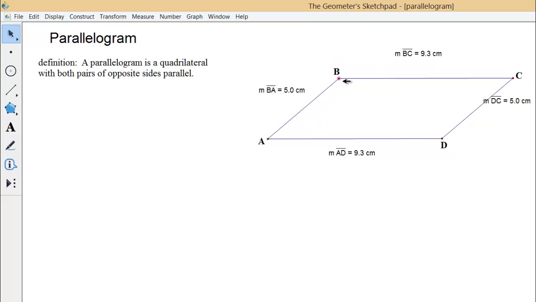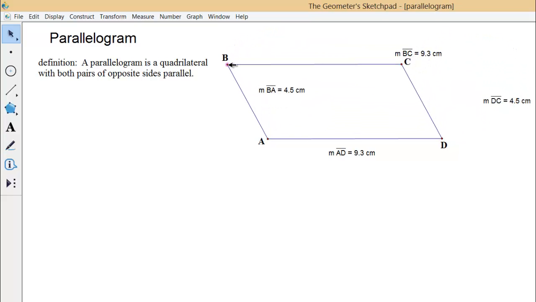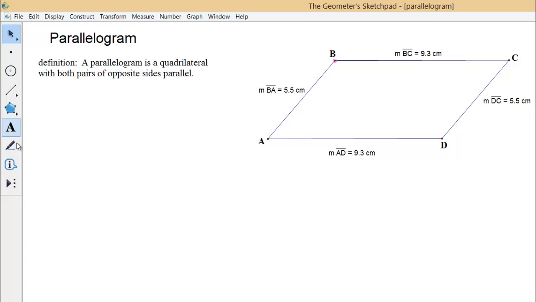Now if we change the shape, keep an eye on opposite sides, they should remain congruent. Okay, so let's state that over here. Right, opposite sides are congruent.